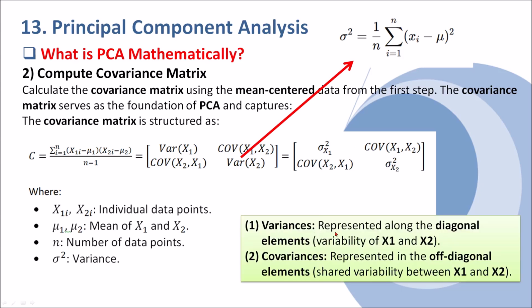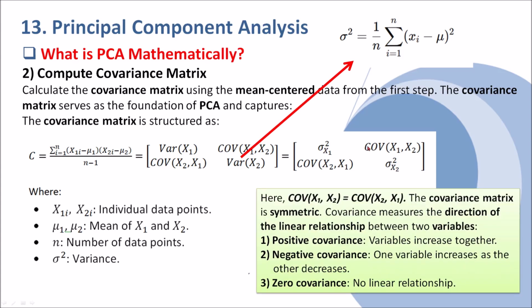Namely, variance is represented along the diagonal elements, the variability of x1 and x2. Then covariance is represented in the off-diagonal elements. They are the shared variability between x1 and x2. Covariance of x1 and x2 equals covariance of x2 and x1. Actually, this is the same thing, just the order differs. Therefore, the off-diagonal elements are the same.